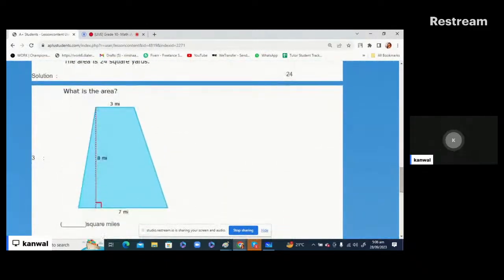Let's do this one. What's the area? Now here it's in miles. Mi represents miles, so we need to find the area in miles. The first base is given, that is 3 miles. The second base is 7 miles. And the total height is 8 miles.